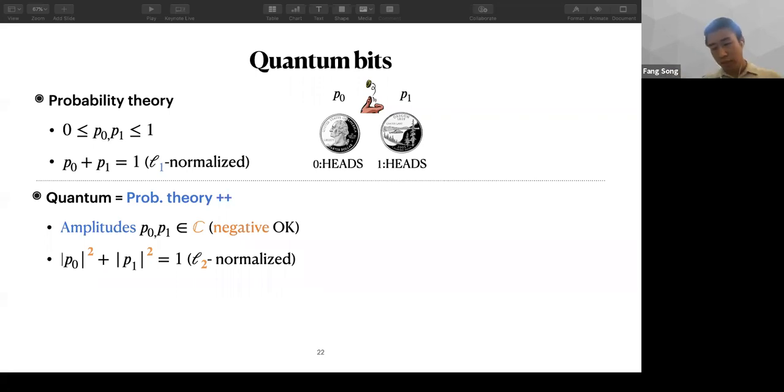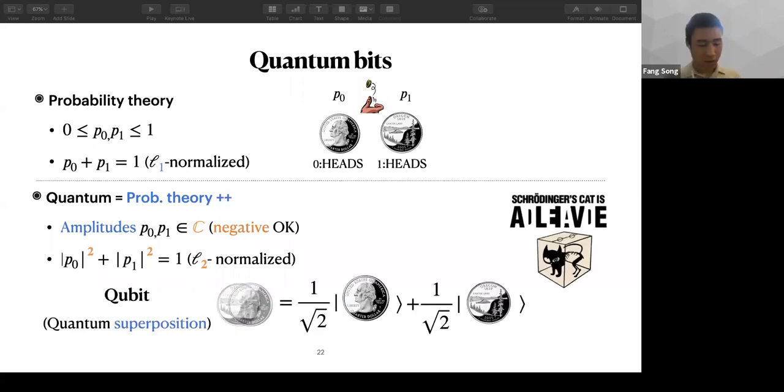So this leads us to a quantum bit, or qubit in short, which physicists call a quantum superposition of 0 and 1, or heads and tails. So this expression down here, 1 over square root 2 ket heads plus 1 over square root 2 ket tails, actually describes the state of the famous Schrodinger's cat, which is in a quantum superposition of alive and dead.